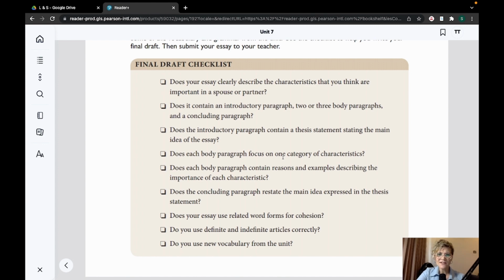6. Does the concluding paragraph restate the main idea expressed in the thesis statement? So we use summarize, conclude, review, or recommendation, in this case review, and then takeaway. 7. Does your essay use related word forms for cohesion? 8. Do you use definite and indefinite articles correctly? And 9. Do you use new vocab from the unit? Vocab and grammar. Awesome.